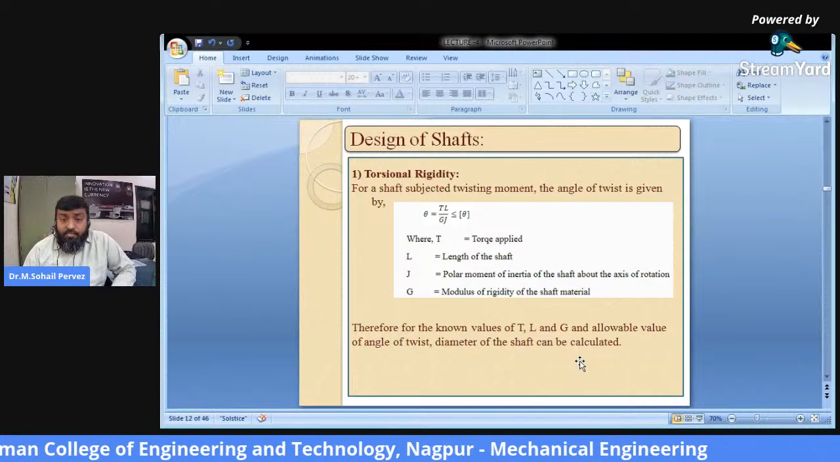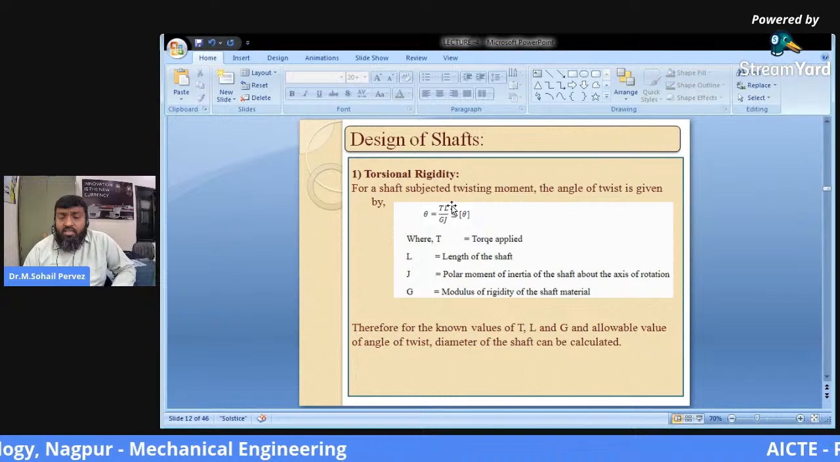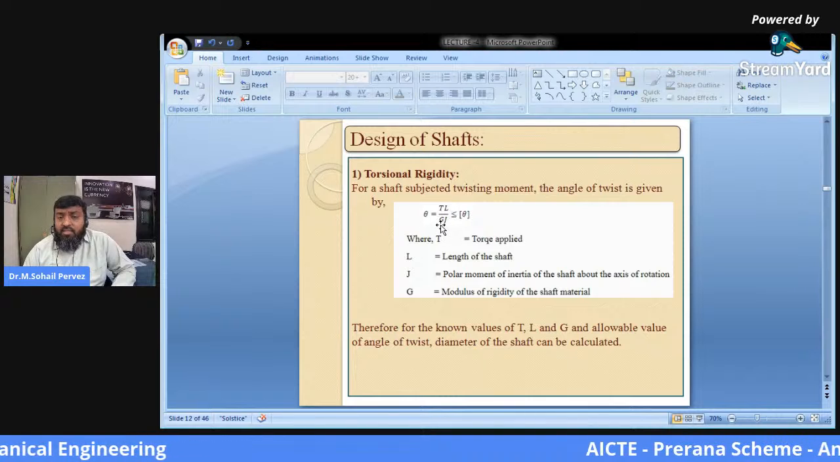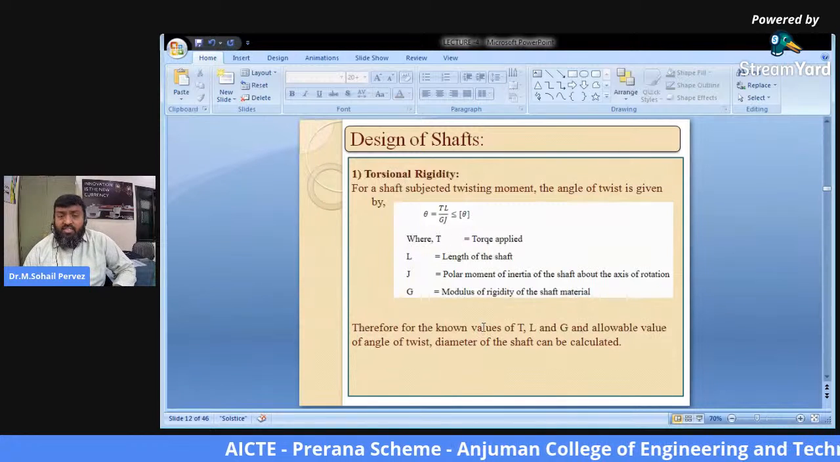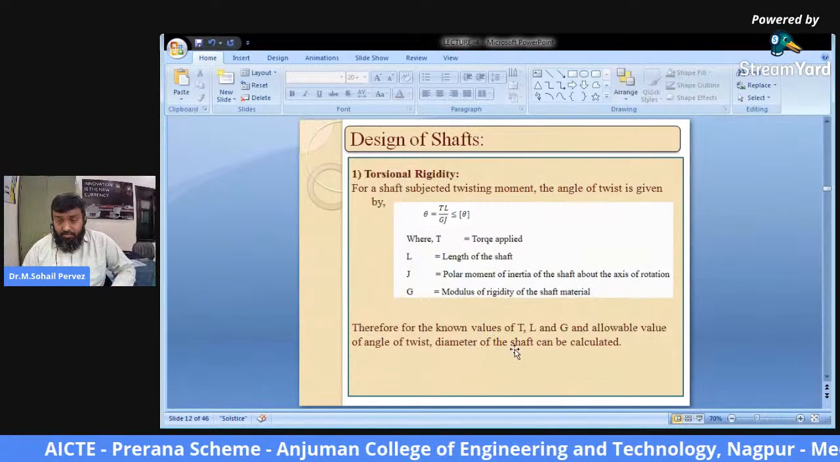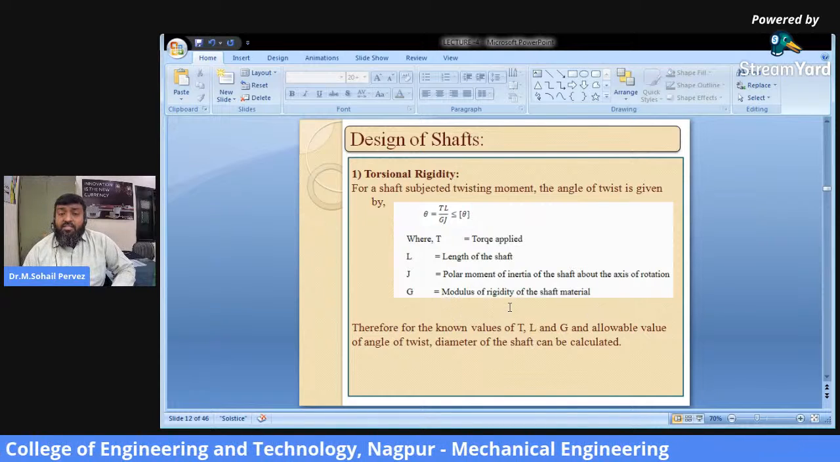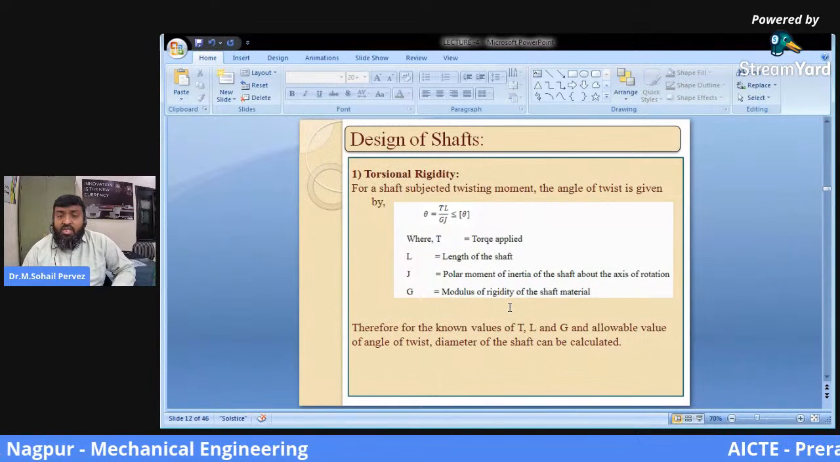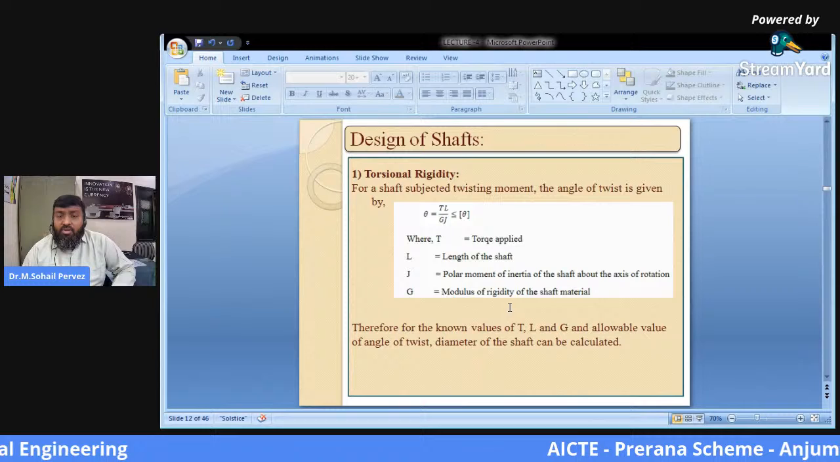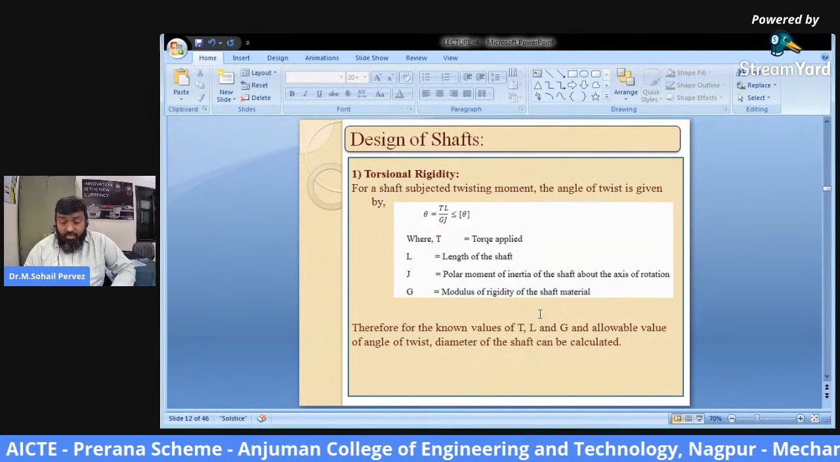So these are the basic parameters wherein torque T is applied over the length L, with polar moment of inertia of the section as J, and G is the modulus of rigidity, that is the material property. So this is the basic element wherein we can say that torsional rigidity is GJ upon L, that is T by theta. T by theta is also known as torsional stiffness.